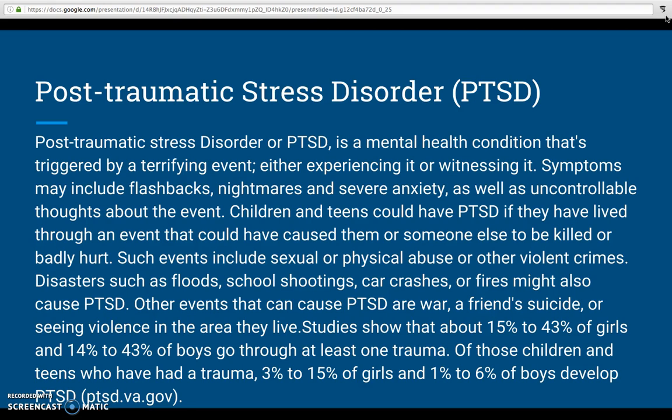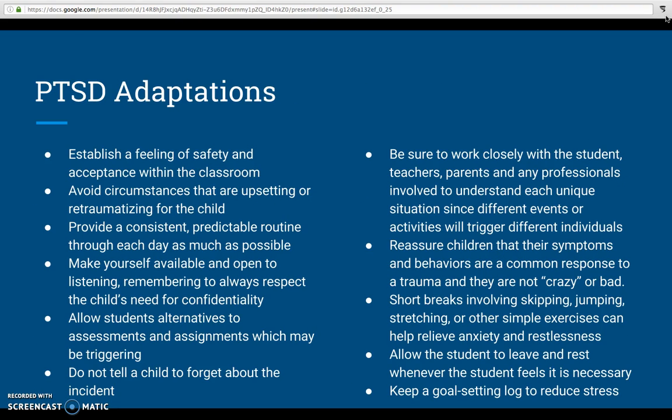Studies show about 15 to 43% of girls and 14 to 43% of boys go through at least one type of trauma, and of these children and teens, 3% to 15% of the girls and 1 to 6% of boys develop PTSD. It's also believed that not a lot of PTSD or abusive cases are reported, so these numbers are actually estimated and are believed to be much higher because not a lot of cases are presented.